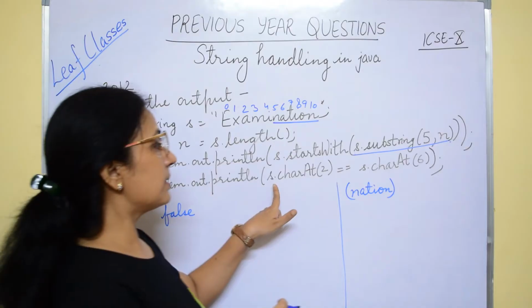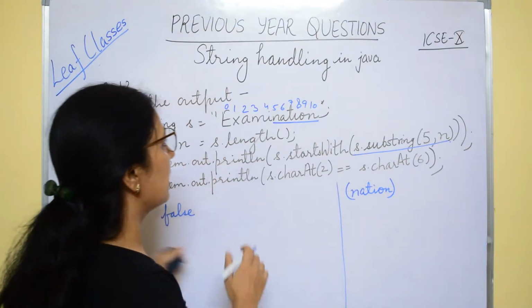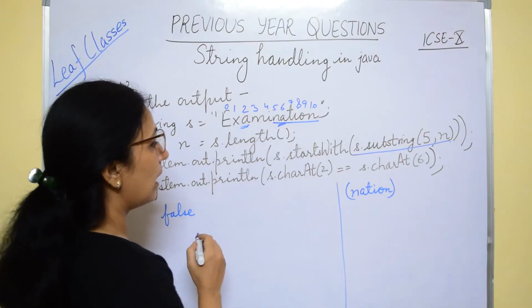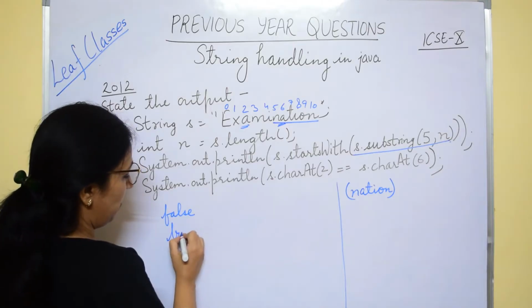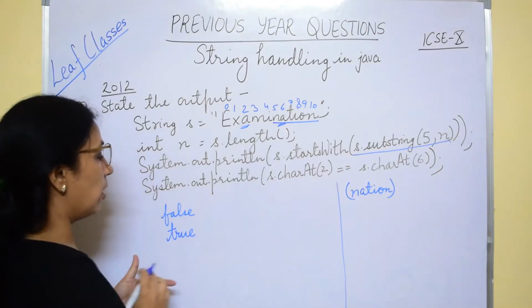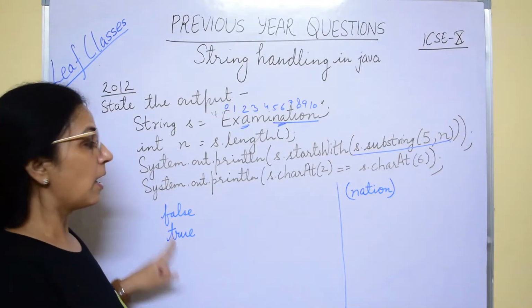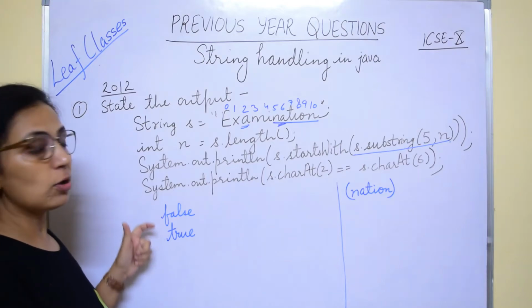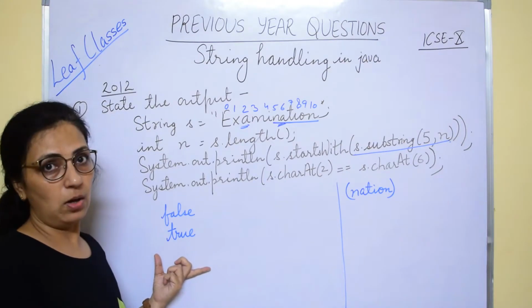The next is S.charAt(2) == S.charAt(6). charAt(2) is 'a', charAt(6) is also 'a'. So this is comparing, and the result will be in Boolean type: false for the first statement and true for the second statement. Always when you write, please take care that F and T should not be capital. Boolean values are always written in small letters, okay?